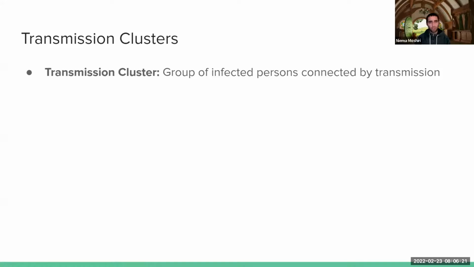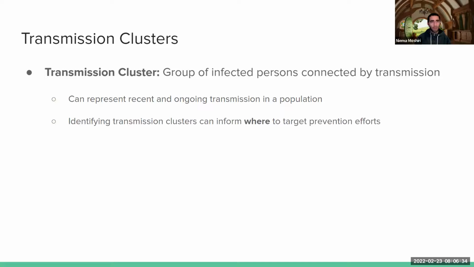A transmission cluster is just a group of infected persons who are connected by transmission. So this could represent recent and ongoing transmission in a population. And what's important about transmission clustering is that if I can identify transmission clusters, it can help inform where I can target my prevention efforts.